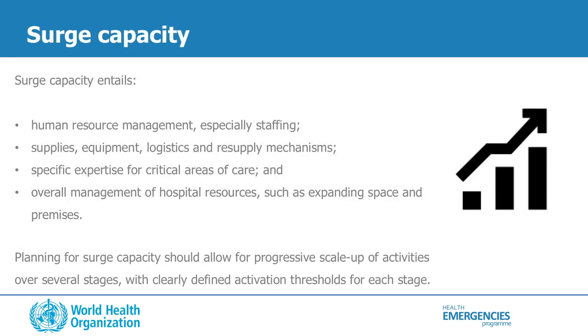Surge capacity is the ability of a health system to meet an increased demand for health service. It is dependent on a well-functioning incident management system and entails human resource management, especially staffing, supply, equipment, logistic and resupply mechanism, specific expertise for critical area of care, and overall management of hospital resources such as expanding space and premises. Planning for surge capacity should allow for progressive scale-up of activity over several stages with clearly defined activation threshold for each stage.